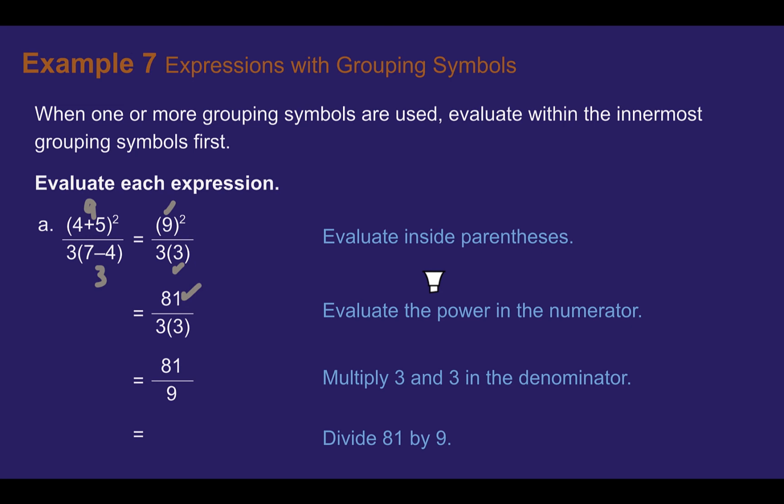If you come across a fraction, before you can do the division that is the fraction, you need to be able to simplify the numerator and the denominator as completely as possible. So here, because we still have multiplication in the denominator, that needs to be done first. So multiplying 3 times 3 gives us 9. Now that our fraction, even though it's an improper fraction, looks more like a normal fraction, we can treat the fraction as division. So 81 divided by 9 is 9.